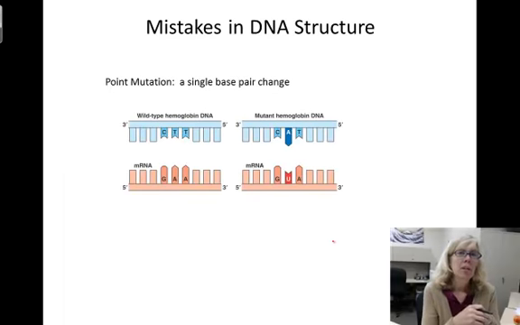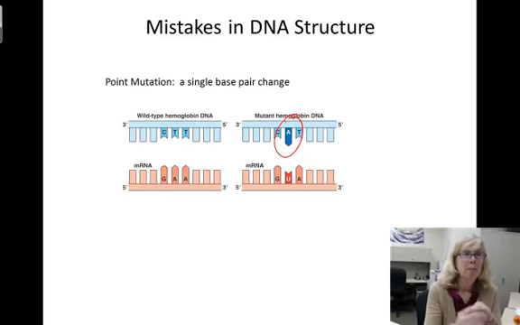The most common mutation, however, is just a change in a single base pair on the DNA strand, usually occurring during DNA replication. This is called a point mutation.